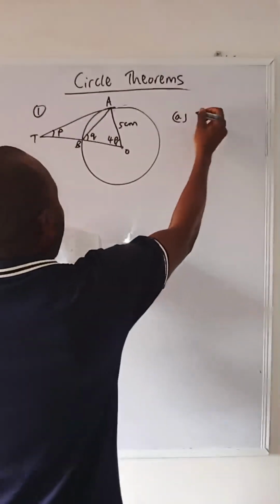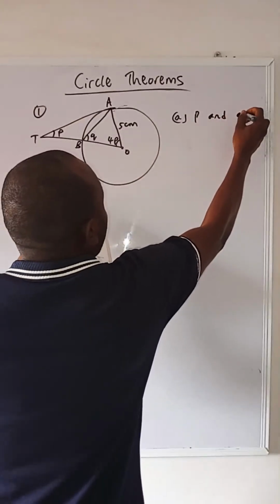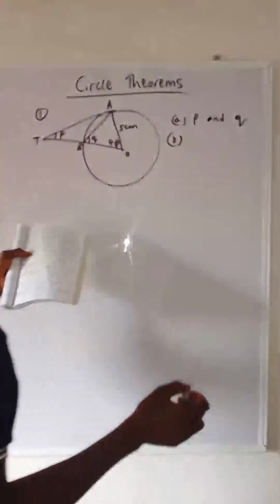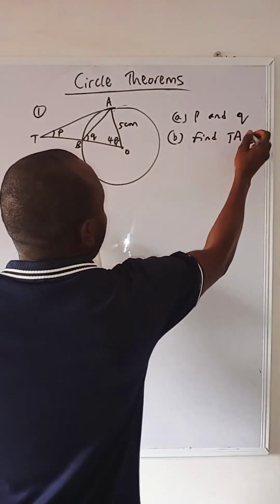Okay, so what we're asked to find is, now TA is the tangent. So we want to find P and Q. And second, we want to also find TA. So those are the two questions we want to find here. In case you know what we can do here, you might want to.